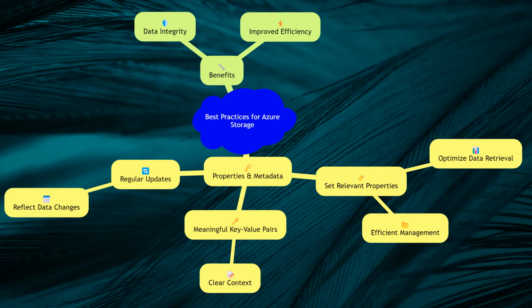When working with properties and metadata in Azure Storage, it's important to follow best practices. Ensure that you set relevant properties and metadata to optimize data retrieval and management. Use meaningful key-value pairs for metadata to provide clear context. Regularly update properties and metadata to reflect any changes in the data. Following these best practices helps in maintaining data integrity and improving the efficiency of your storage solutions.